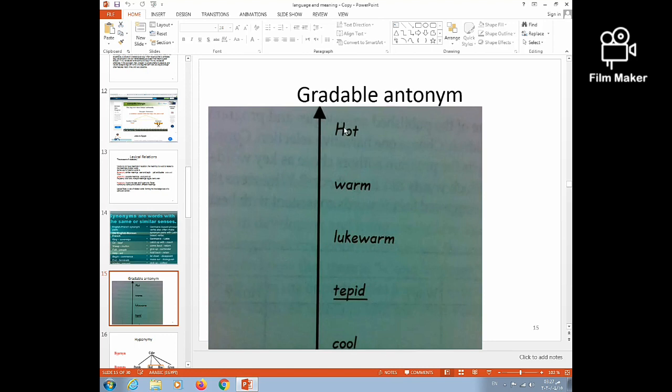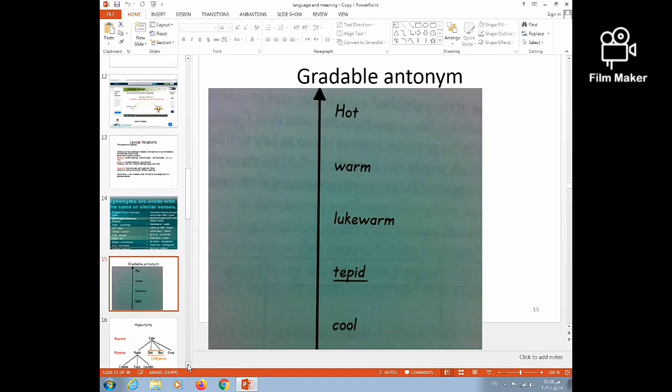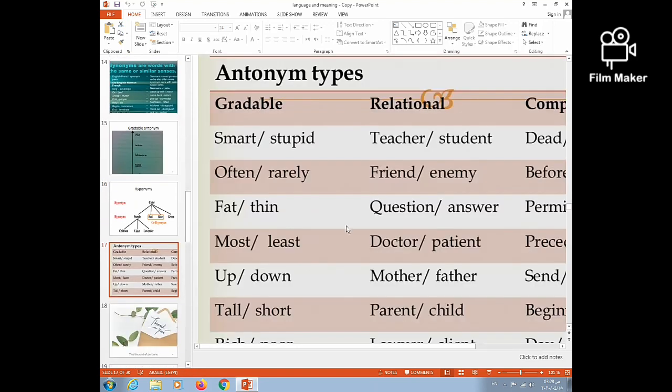So it's not a matter of either-or, black and white. No, we have degrees. These are called gradable antonyms. So if I ask you what kind of antonym is hot and cold, you're going to say that it's gradable, because we have different degrees in between. You understand? Let me go to another kind. We have antonym types.